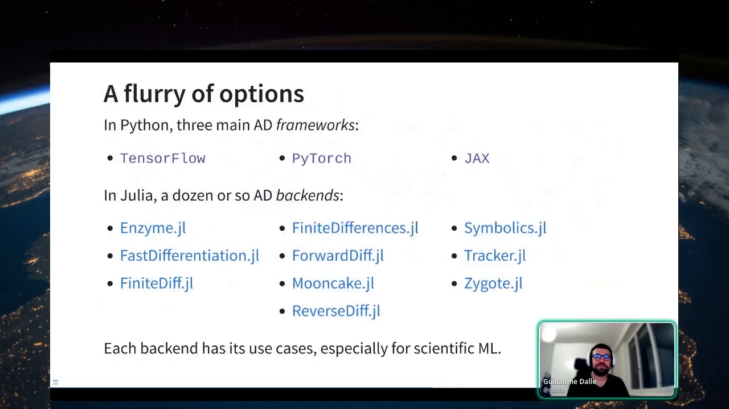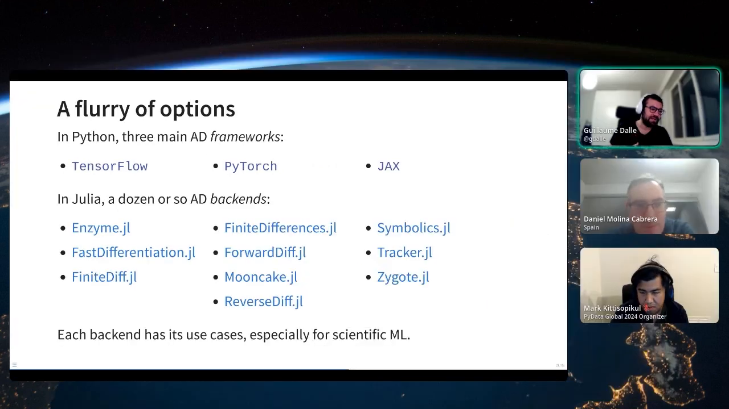So there are a variety of reasons why we have so many backends. The first reason is because they do different things. So there's two of them here: FastDifferentiation and Symbolics. There are symbolic backends, and I told you earlier, symbolic differentiation does not scale with very big and very complicated functions. But sometimes you have very simple functions, like in differential equation solvers, and you want to find the most simplified way of expressing their derivatives.